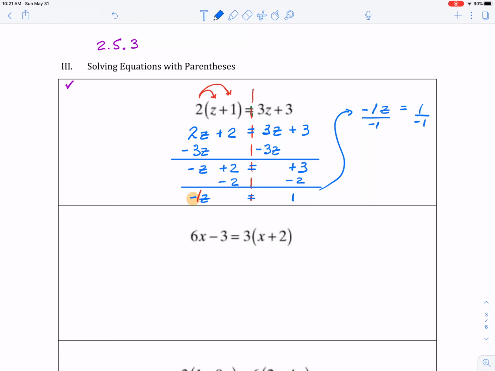Notice I don't divide by z there. A lot of times students want to divide by the variable. You only divide by the numerical coefficient. And so you see that the two -1s divide to give me a +1 in front of the z, and then my solution is -1.